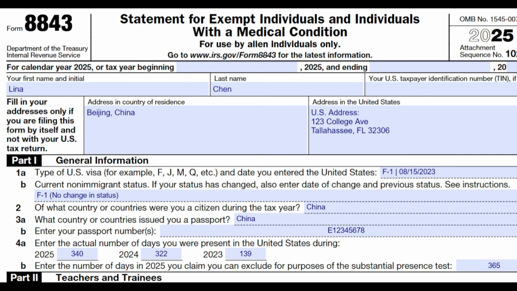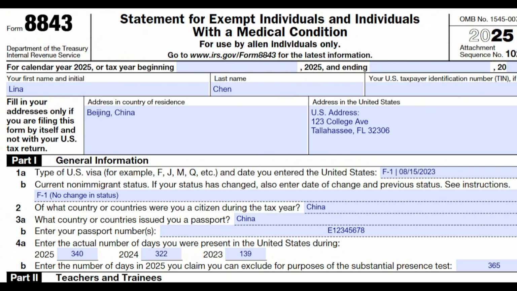So part 1. So 1A, it wants to know the type of visa. I told you on the previous slide that we're on an F1 visa. So Lena came here on an F1 visa. And then it asks, what date did she enter the United States? Not when did the semester start, but when did Lena actually enter the United States? So if you're doing an 8843, you're going to put the date that you entered the United States. So here we have April 15th, 2023.